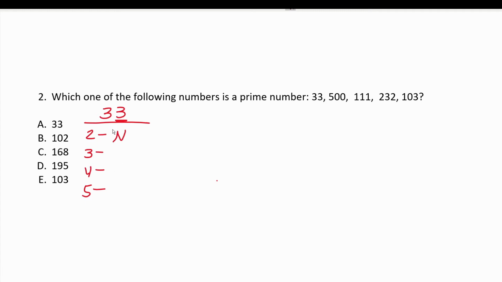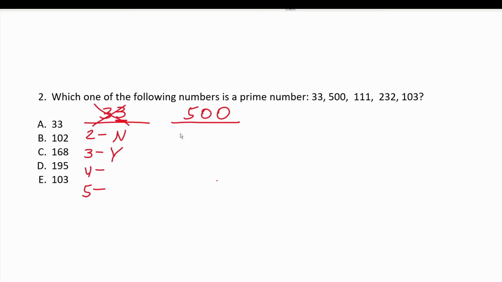All right, let's check to see if 33 is divisible by 3. Again, if the sum of the digits in the number is divisible by 3, then the number itself is also divisible by 3. 3 plus 3 is 6. 6 is in fact divisible by 3, so I know 33 is divisible by 3, and therefore it is not prime. Well, let's take a look at 500 now.